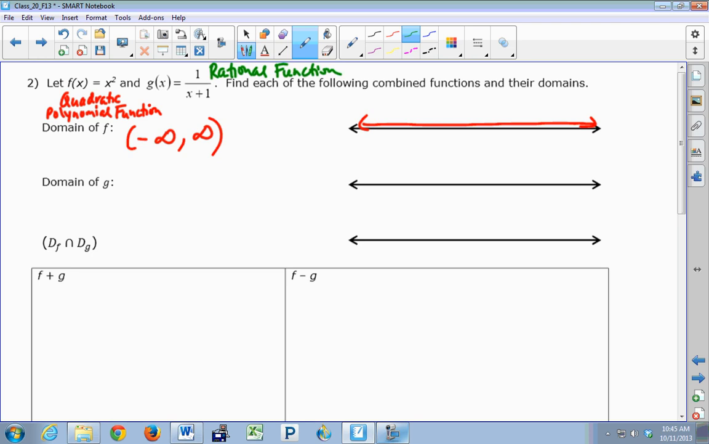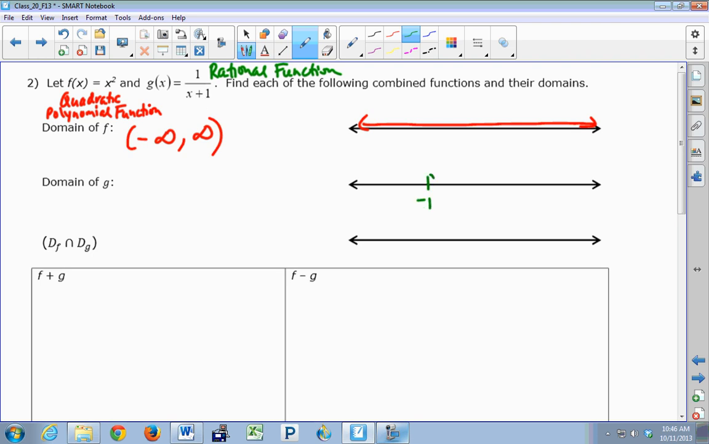Right, so now we have a little concern because with the rational function, we know that the bottom cannot be 0. So we have to look at what number will create a 0 in the denominator, and then we exclude that, and then our domain is every other number but that number, or sometimes it's more than one number. So what would be the value that's excluded from the domain of g of x? What number is excluded? Negative 1.